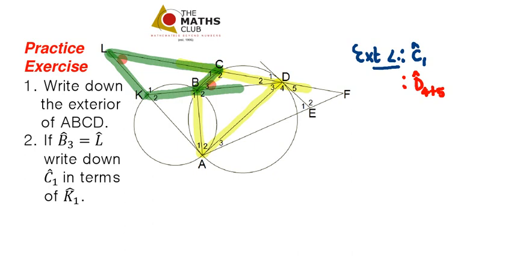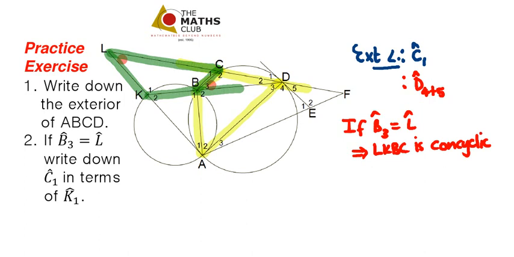So I'm going to write that down, that if B3 equals angle L, what does it imply? It implies that LKBC is a cyclic quad, is cyclic. That's what it tells me. So every rule of a cyclic quad, every theorem of a cyclic quad will then apply. So the question says I must write C1 in terms of K1. Now what do I do there? I say therefore it will mean that C1 plus K1, they are equal to 180 degrees.